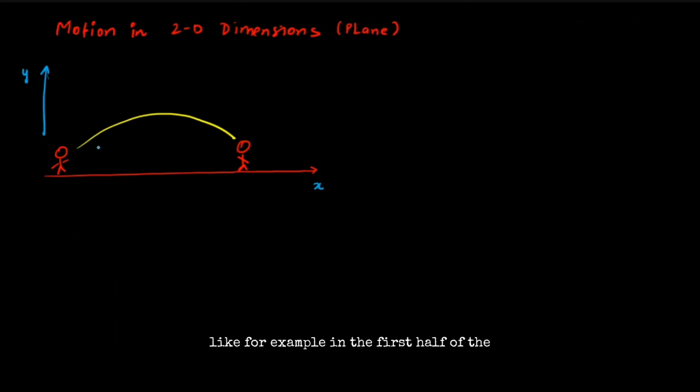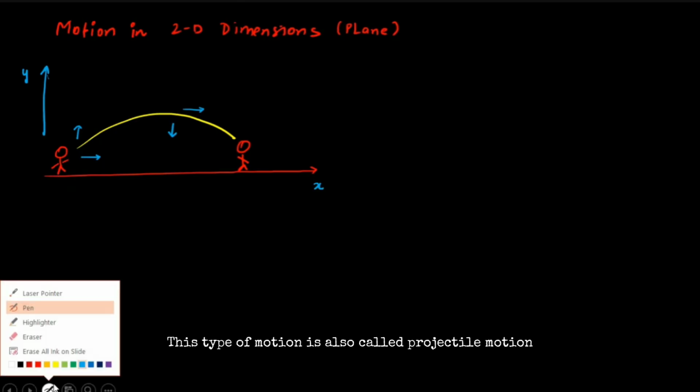For example, in the first half of the journey, the ball is traveling in the x-axis as well as the y-axis, in such a way that it is going forward and it is going upward. Similarly, in the next half of the journey, it is still going forward, but now it is going downward. So as you can see, the ball is moving simultaneously in both axes. That is something we call motion in two dimensions or motion in a plane. This type of motion is also called projectile motion.